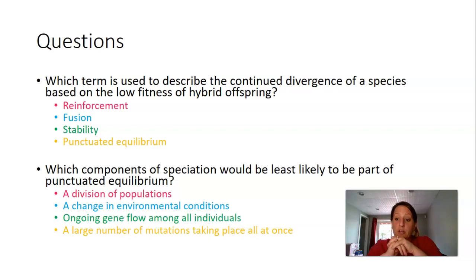The rest of these could lead to punctuated equilibrium, sudden changes in that population that lead to major evolutionary events. All of those could be, except for green. Green would be a great example of gradual evolution throughout time. There are no major events that happen to a population that would cause that punctuated equilibrium to occur. So again, the least likely would be ongoing gene flow among all individuals.